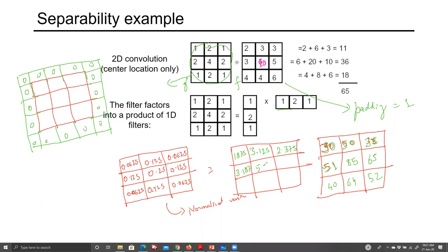So I'm just taking a normalized version. Basically, you have to just make sure that you divide by 16. That's all. And then we have 40, that will be 2.5. 64 will be exactly 4.